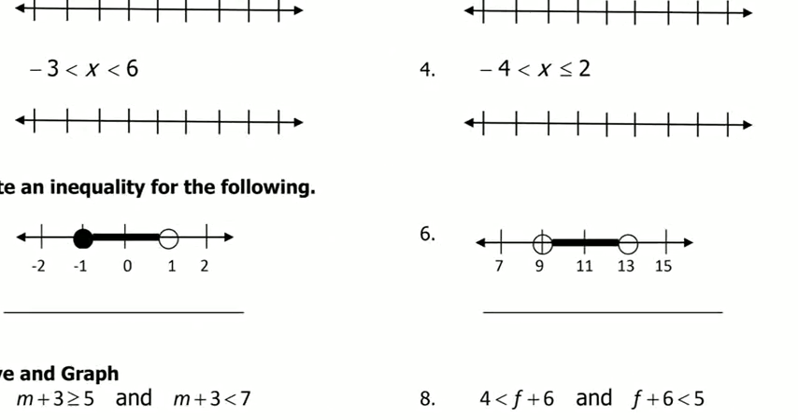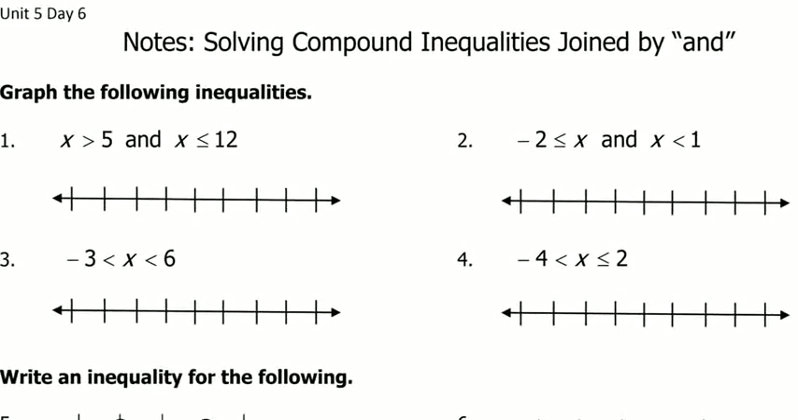Dum dum dum. All right, so Unit 5, Day 6. We're going to be solving compound inequalities joined by and. So today is all about the word and. And means both things have to be true in order for it to be a solution as far as this goes. So basically what's going to wind up happening is we're going to wind up with two graphs, and where they overlap is going to be the solution set.